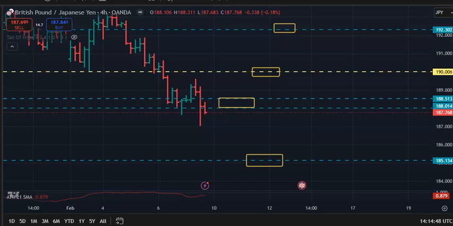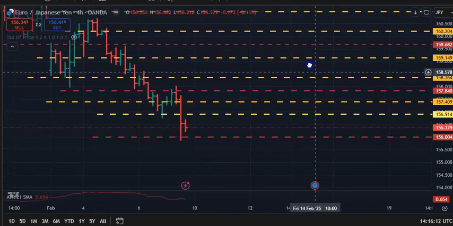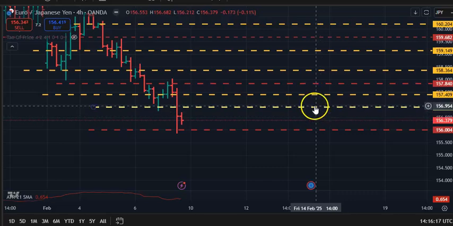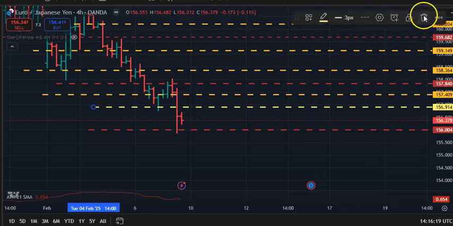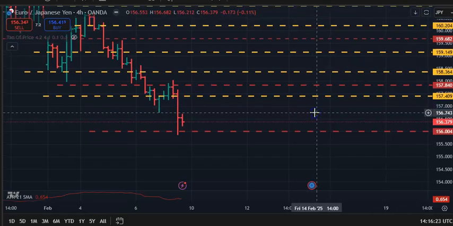Let's go over to euro yen. Exit drawing mode, Tom. Wow, there's a lot of stuff on this chart. Okay, I didn't clean it up. Let's get rid of this one. Let's clean it up a little bit. Euro yen. Hang on, let me get some points. Should have been prepared.